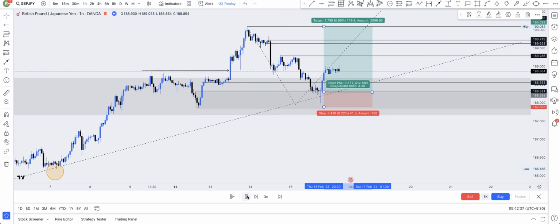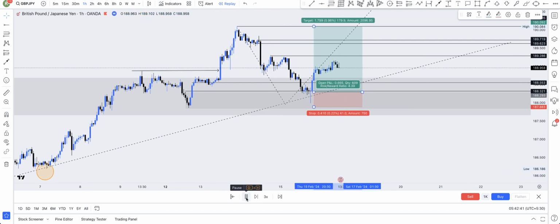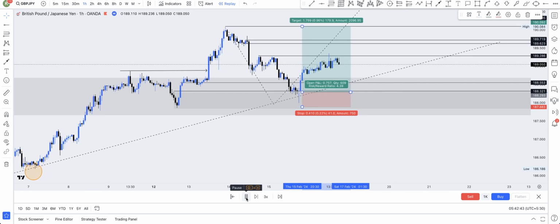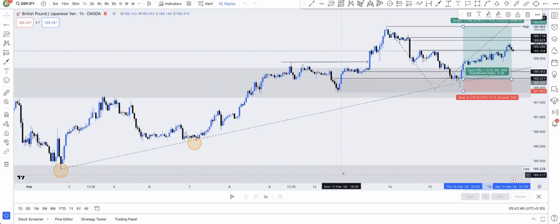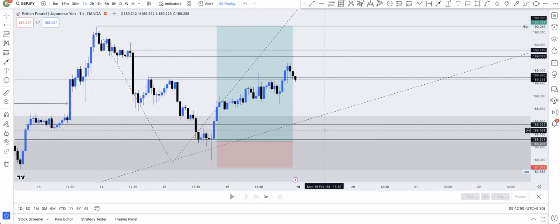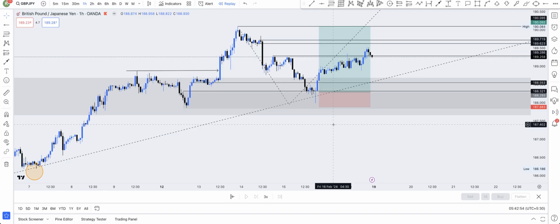Now look at the reaction of price. Actually, I am still in this trade. I've not closed this trade yet. I am still in it, and I've also given it out to my community members. You can see what is happening there. So this is just a simple way you can do a top-down analysis, and this is how I analyze most of my pairs each and every day.